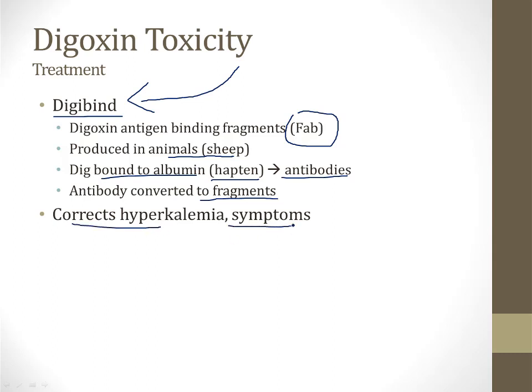Now, before Digibind was available in the late 1970s, there were many other treatments used for dig toxicity. You will still see some of these in older textbooks. These include certain antiarrhythmic drugs and other therapies. None of these are used in the modern era. We now just administer Digibind, and like I said before, it corrects the hyperkalemia and all the symptoms of dig toxicity. And that concludes our module on antiarrhythmics.